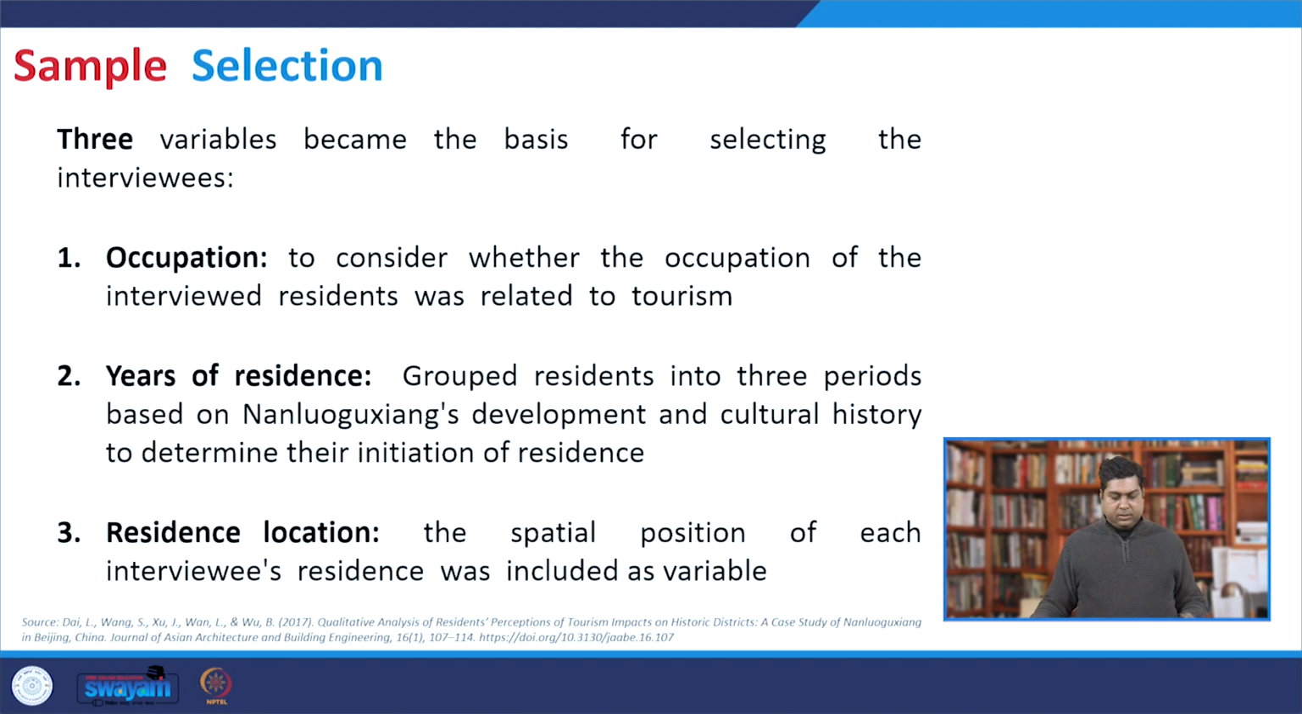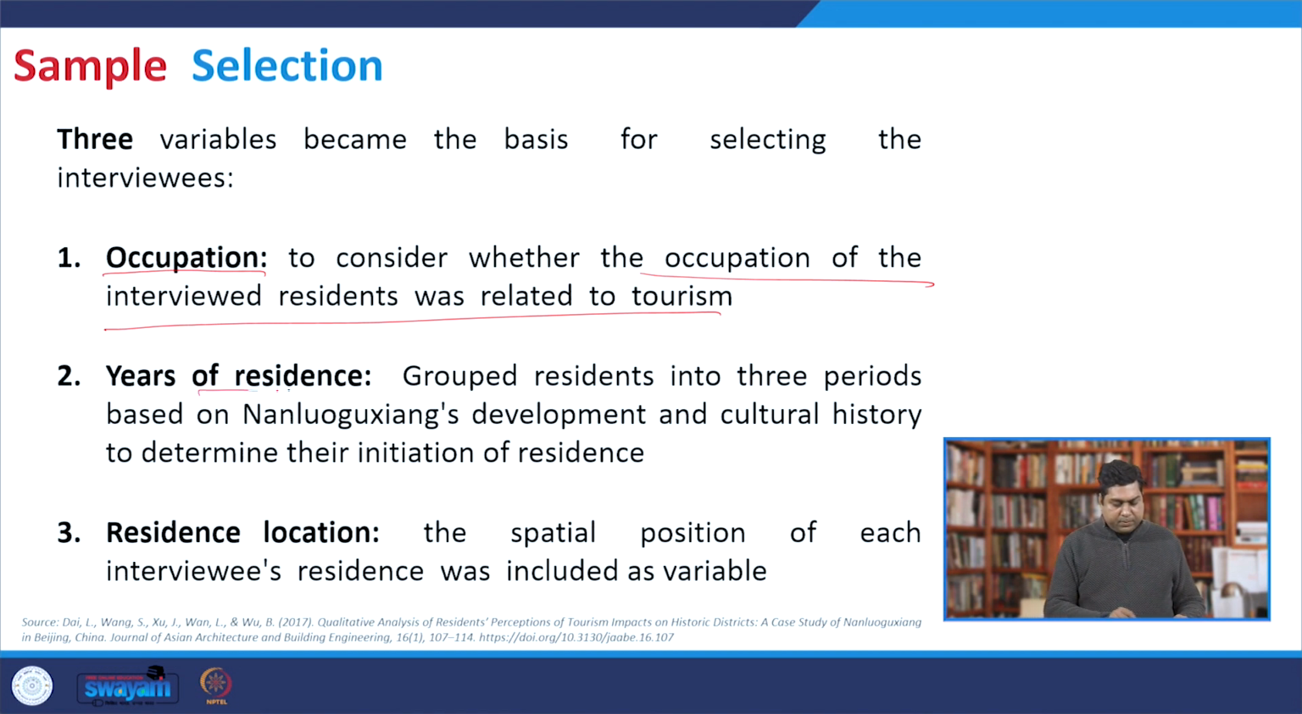Sample selection was done based on 3 variables in this case. The first one is occupation. This considered whether the occupation of the interviewed residents was related to tourism or not. Due to tourism you may get certain employment opportunities, but if somebody is not getting them, then for them probably it is the extra people that they need to deal with, or maybe some sort of load on the existing infrastructure.